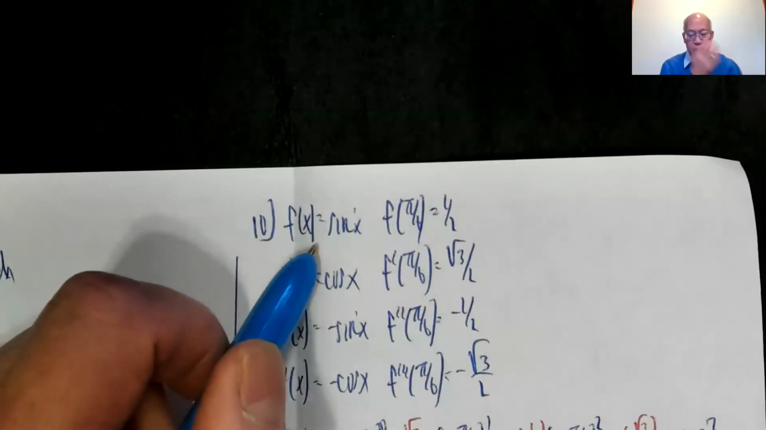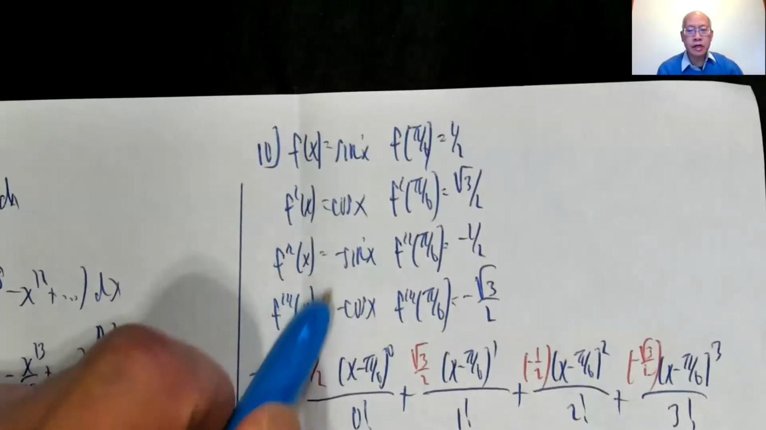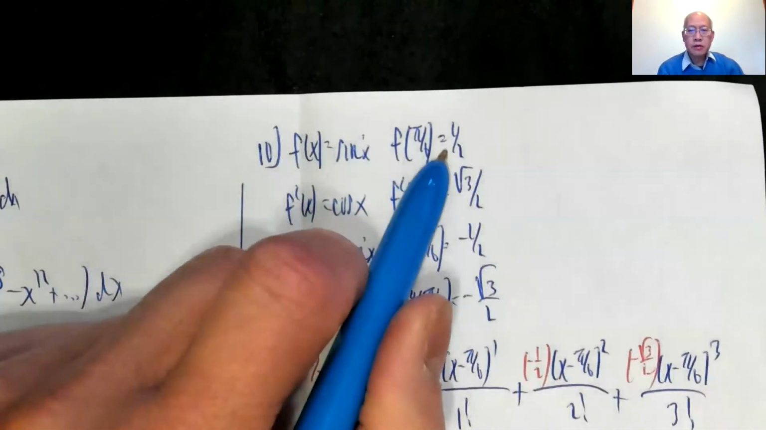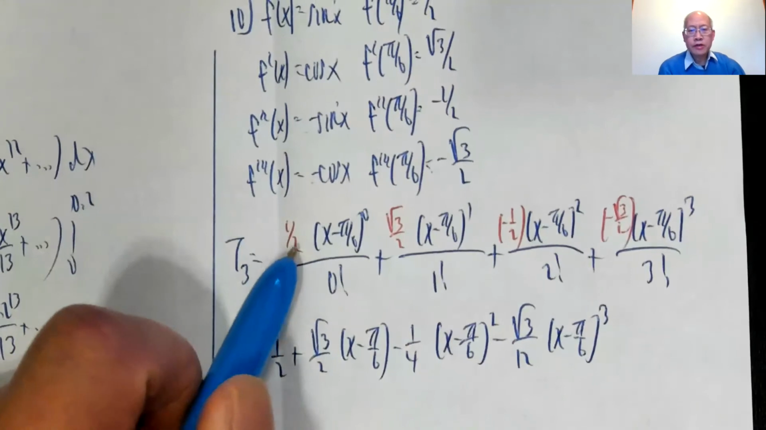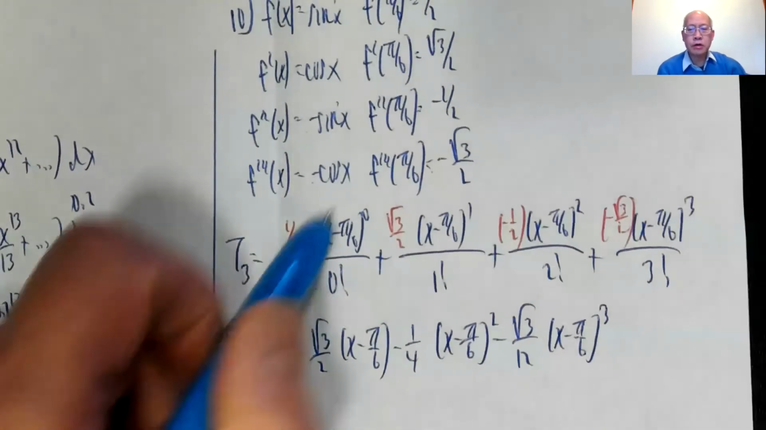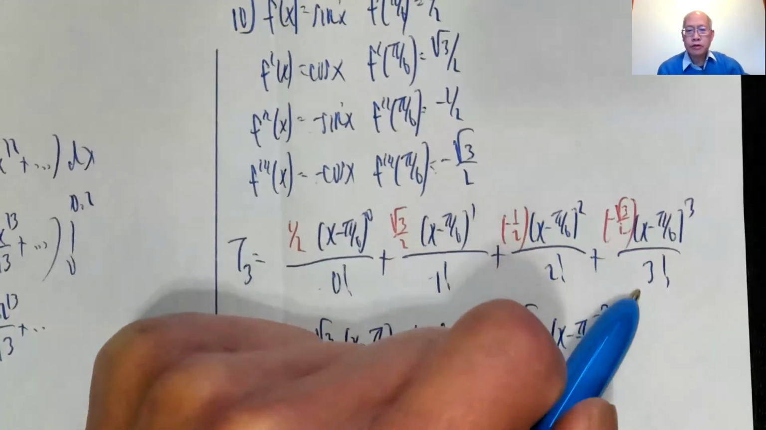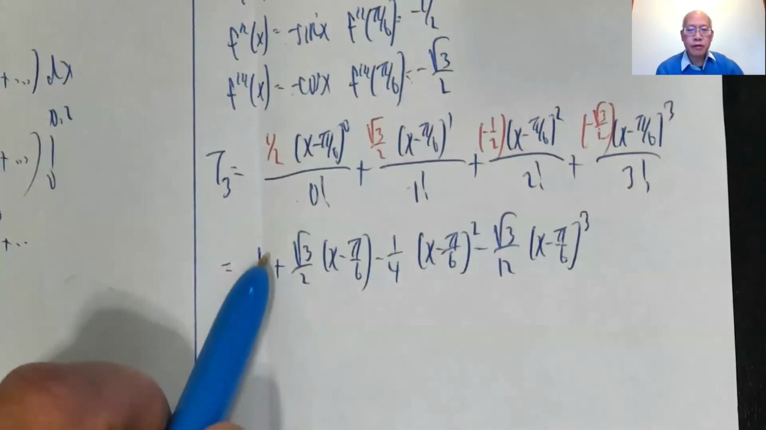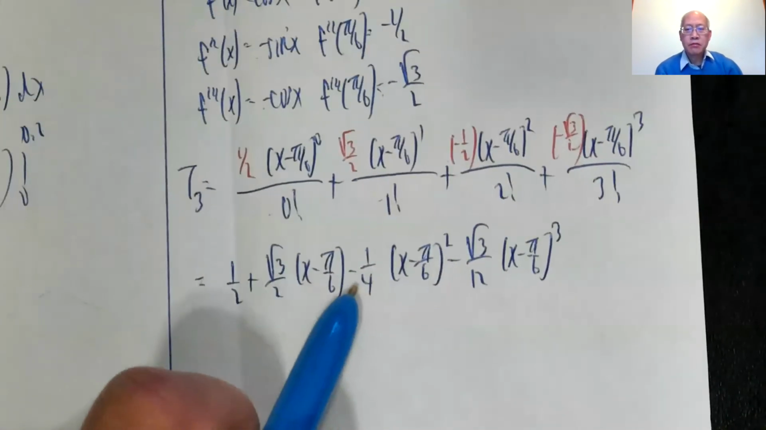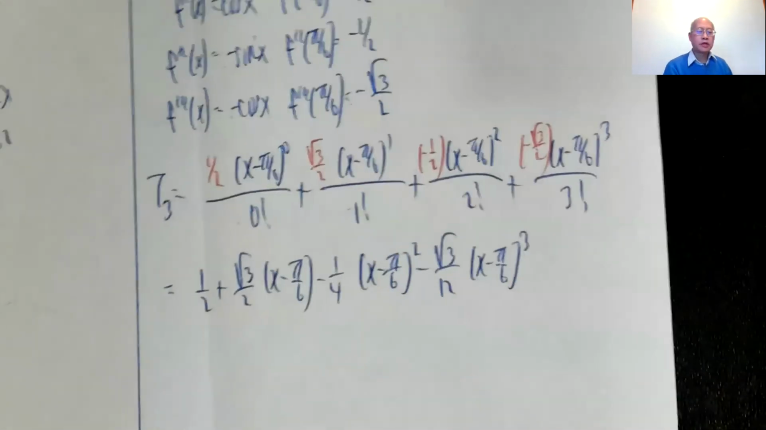Number 10, f of x is sine x. They want T3, third degree, so I need 3 derivatives. That's easy: cosine, negative sine, negative cosine. Plug in pi over 6: 1/2, radical 3 over 2, negative half, negative radical 3 over 2. So the formula is x minus pi over 6 to the 0 over 0 factorial, x minus pi over 6 to the 1 over 1 factorial, squared over 2 factorial, cubed over 3 factorial. So final answer: 1/2 plus radical 3 over 2 times x minus pi over 6, minus 1/4 times x minus pi over 6 squared, minus radical 3 over 12 times x minus pi over 6 cubed.